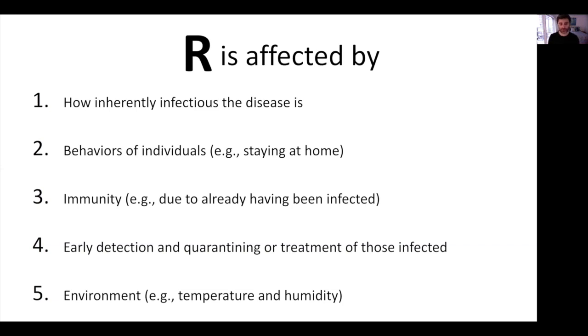It's also, fourth, can be affected by early detection and quarantining or treatment of those people who get the virus. And finally, it can be affected by the environment. So things like temperature, humidity, sunlight may have some impact on R.